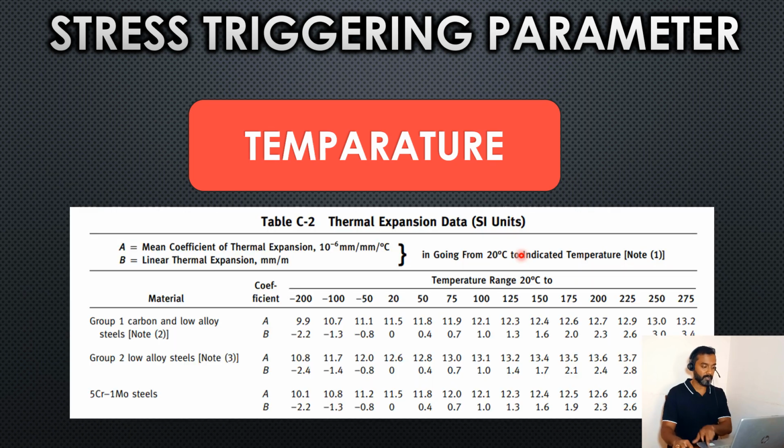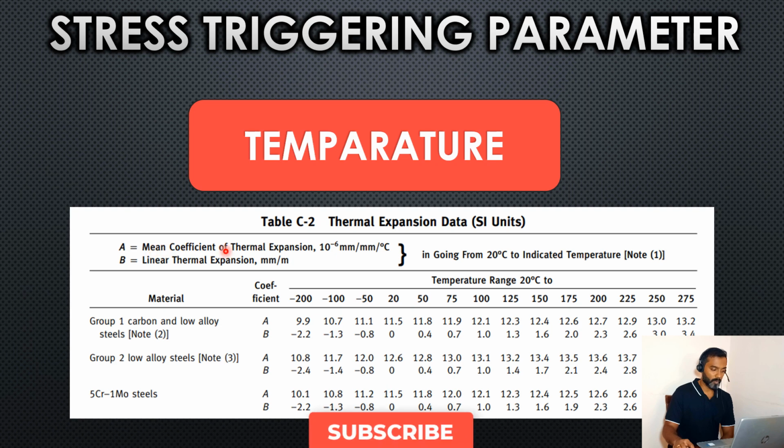Let me just share it with you. This is the thermal expansion data which is shown in ASME B31.3. The very interesting factor is the thermal expansion rate here. Let me just define what it is. A, we are not looking at the A, this is the coefficient factor.